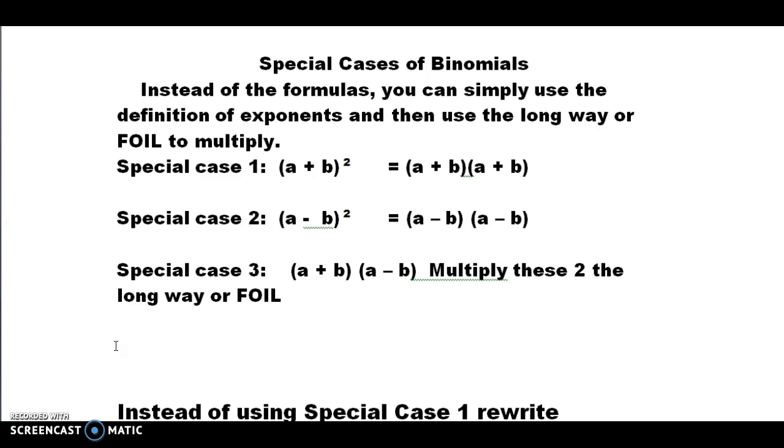The second special case is a minus b, the quantity squared, which is the quantity of a minus b times the quantity of a minus b. Multiply that out the long way or use FOIL to multiply it. The third special case is the quantity of a plus b times the quantity of a minus b. Rather than using the formula for the special case, you can multiply those out again using the long way or FOIL.